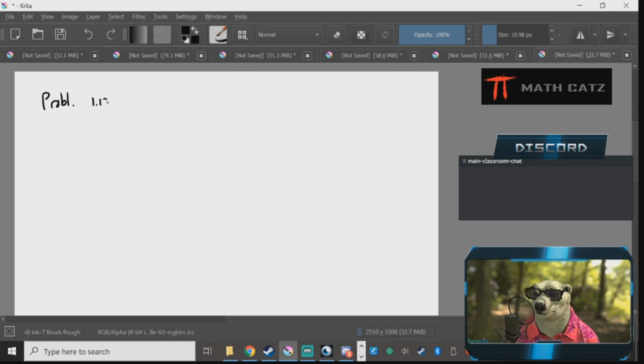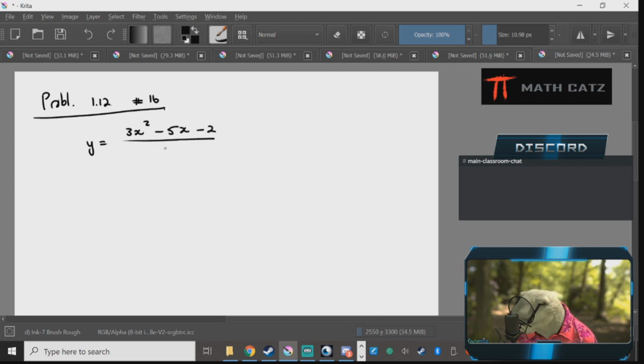So I want to do problem 112, number, I want to go 13. Apparently I want to do 16 first. All right, apparently 16 is first. Don't know why. I'm just going to write my function here. Y is equal to, instead of showing it, I have it in front of me. You can just take my word for it, or you can double check.